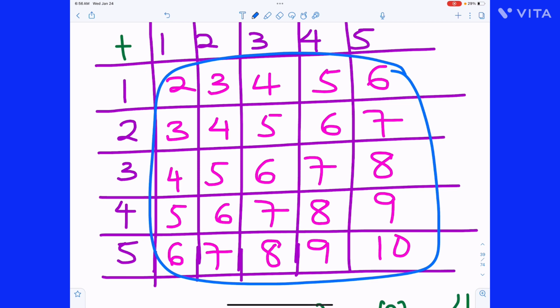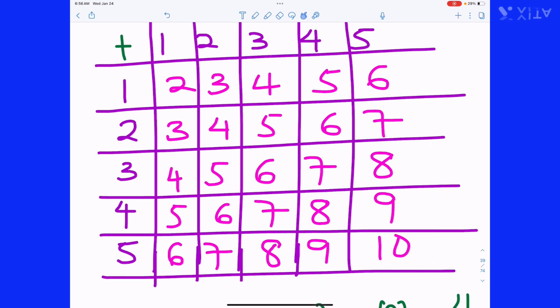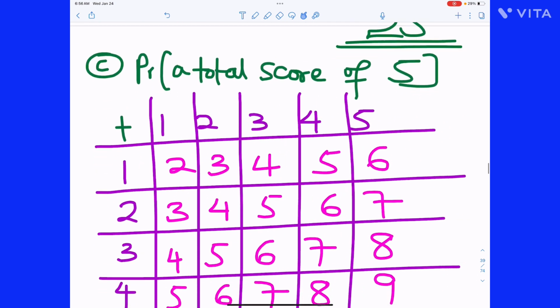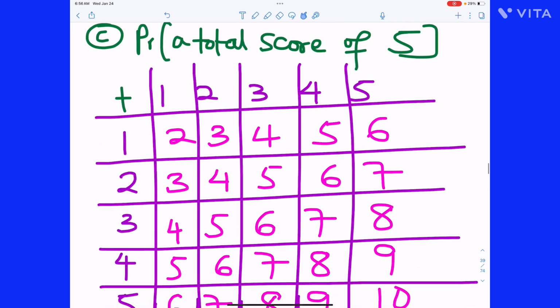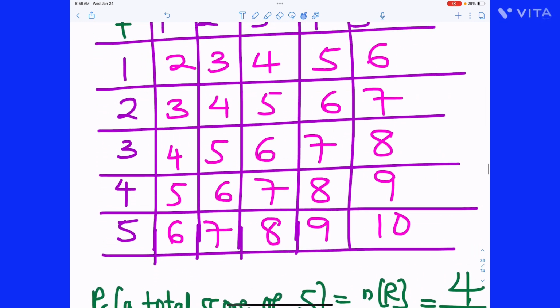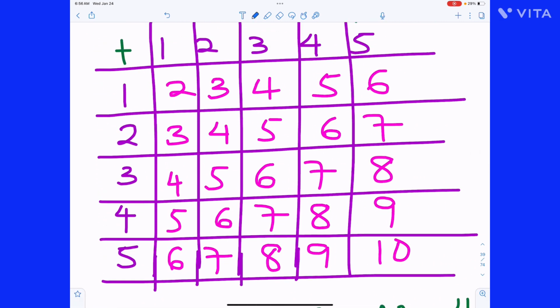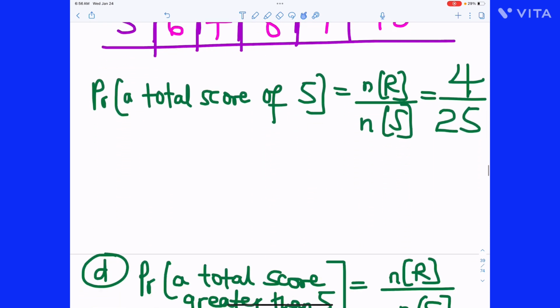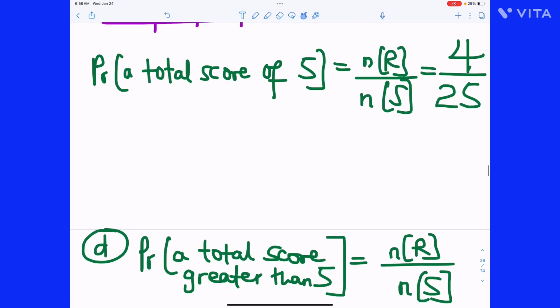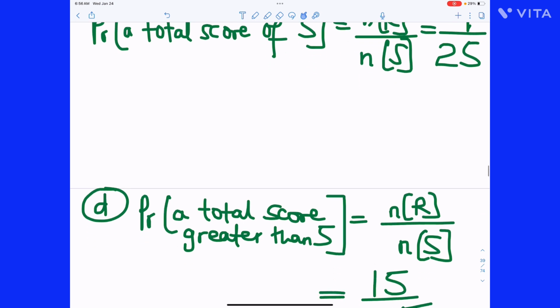So of these 25 results, how many of them are 5? So you just count. These are the results that are 5. So the probability of getting a total score of 5 is 4 over 25. Can you see that? The number of required outcomes will be 4. The number of possible outcomes, possible sums, is 25.